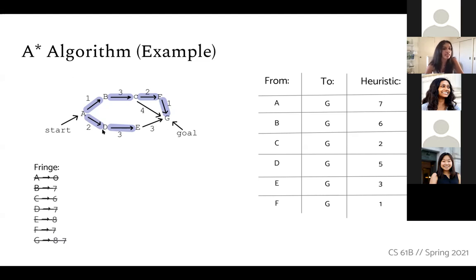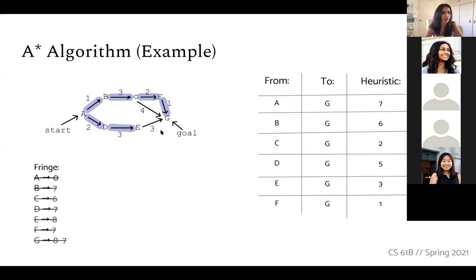D would have been visited if we were tie breaking alphabetically. But in this case, D and E probably should never have been visited just because we had this path from A through B through C through F through G.